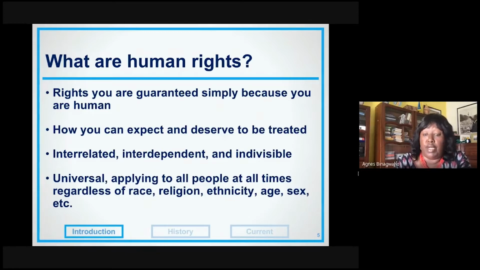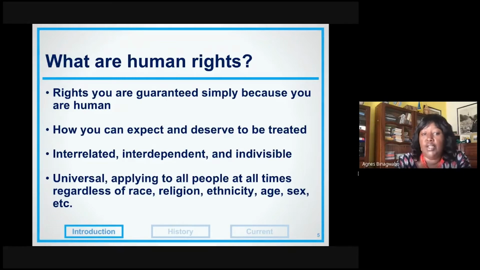There are many human rights. In total, there are 30. And you have the right to all human rights, and not only to a portion of it. If you don't benefit from all human rights, then your human rights are not respected. This is why human rights are interrelated, interdependent, and indivisible.